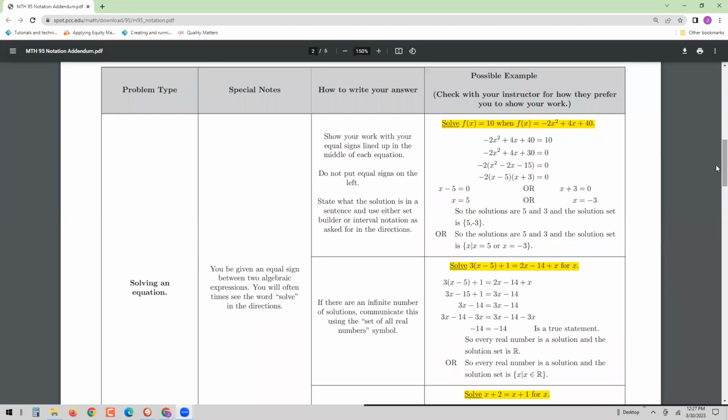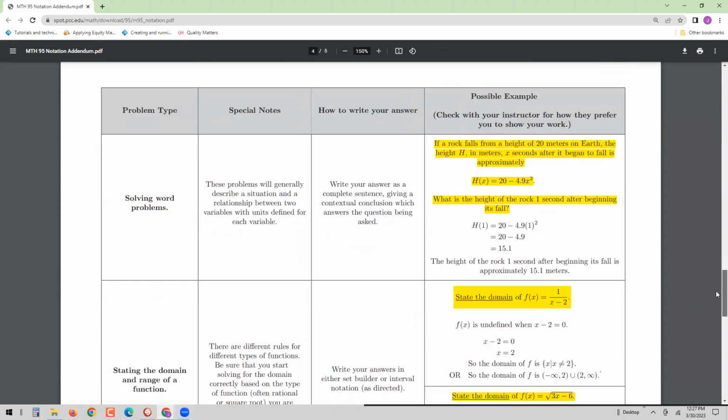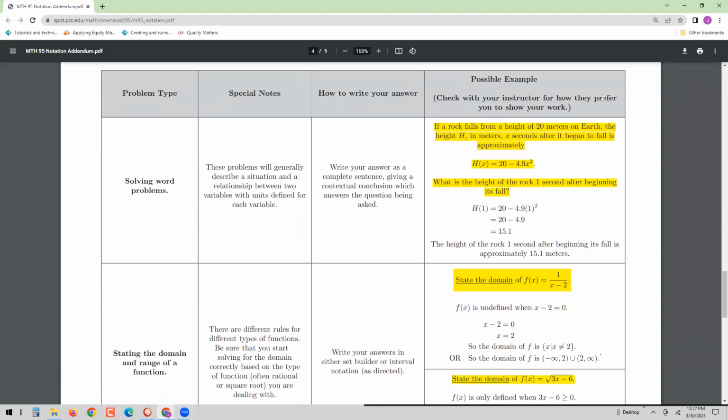And last thing I wanted to point out is if you happen to have a problem with an application, make sure that you're writing out the sentence at the end that explains what your answer is in context. So this problem was about some sort of a rock that was falling. The height of the rock 1 second after beginning its fall is approximately 15.1 meters. So I am looking for sentences kind of like this.